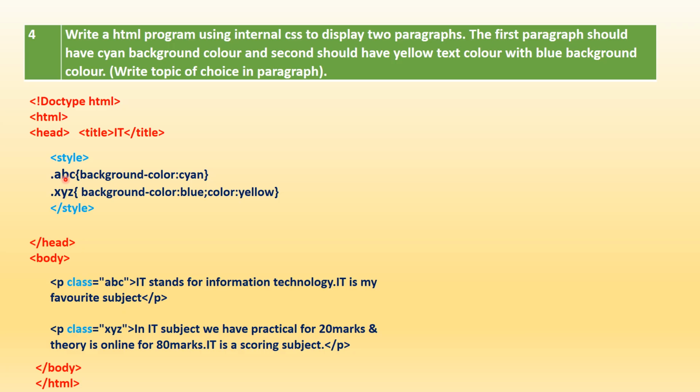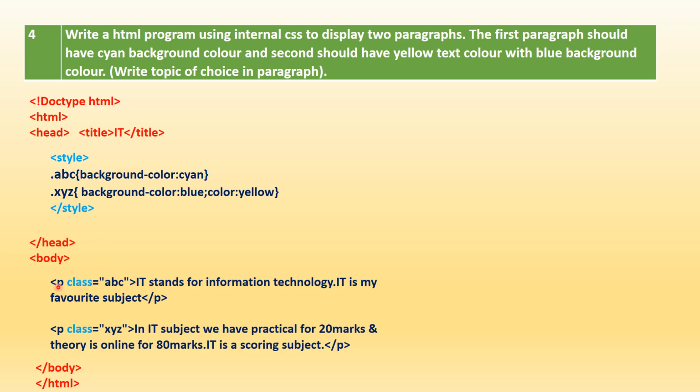So dot ABC, I've given the name, braces open. What is the color I want for the first paragraph? Background color is cyan. So background hyphen color, which is a property, colon cyan. For this paragraph, I need this color.